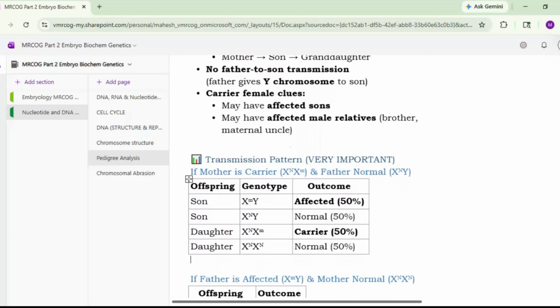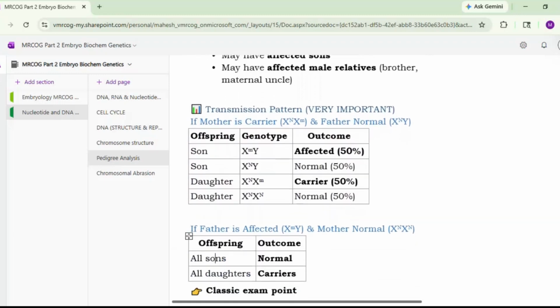So, when a carrier female marries a normal male, 50% of the sons will be affected while 50% will be normal, and 50% of the daughters will be carriers and 50% will be normal. Now, in X-linked recessive, if the father is affected and the mother is normal, these are the possibilities which they ask in the examination.